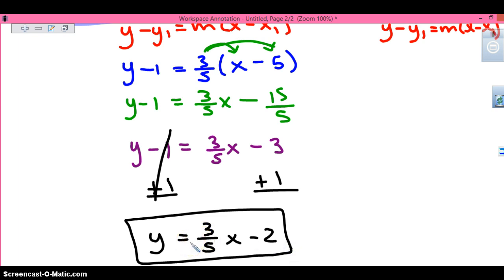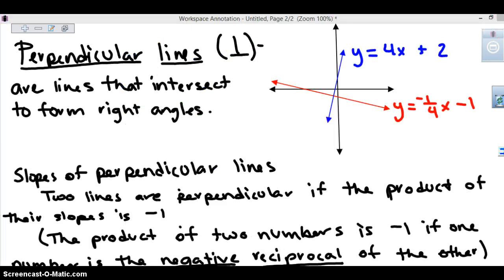This right here is the equation of the line that contains the point (5, 1) and is parallel to y = 3/5x - 4. So perpendicular lines are lines that intersect to form right angles. For example, this red line, y = -1/4x - 1, and this blue line, y = 4x + 2. They form a 90-degree angle right here where they intersect.